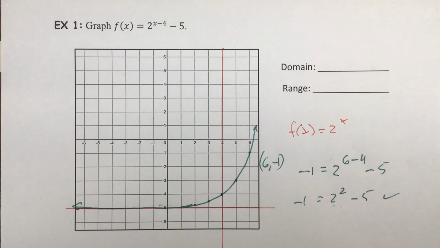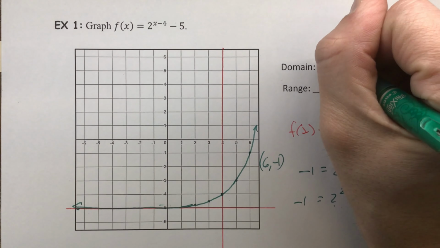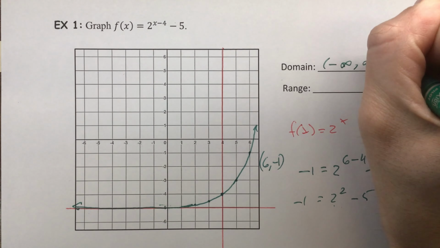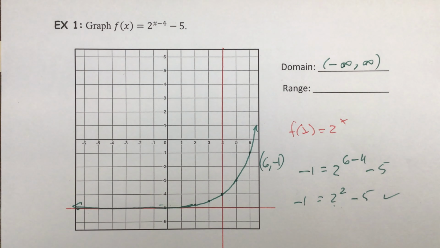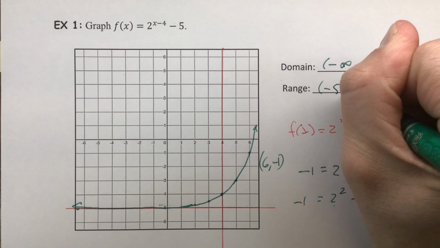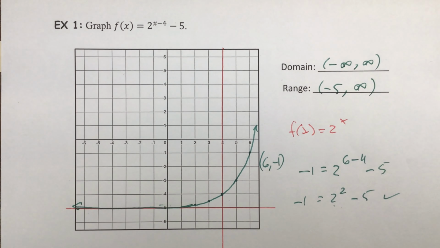All right, so the domain and the range. The domain actually doesn't change with respect to the parent function that we would have here. It is still going to be all real numbers. The range, however, because of that vertical translation down 5 units, is going to change. We're going to have an open interval from -5 to infinity.